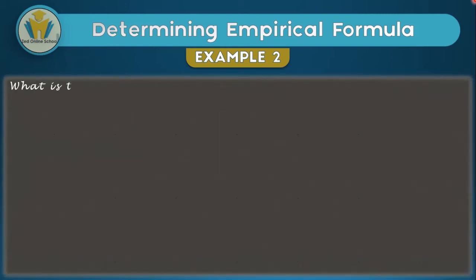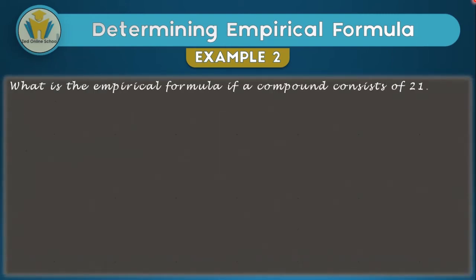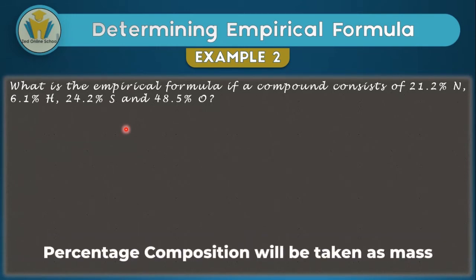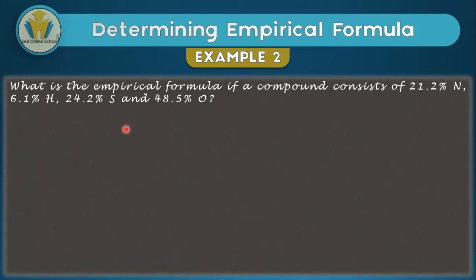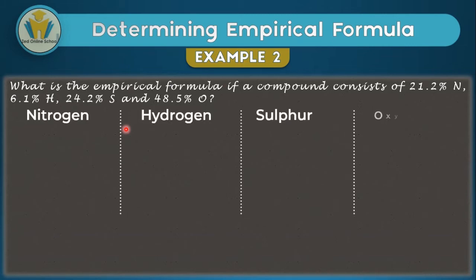Let's look at the second example. Wow, we've got percentages here. We have also been asked to find the empirical formula. One thing you notice is that when we have percentages by mass, and obviously these are percentages by mass, we just take them as grams. Percentage composition is just taken as grams. Therefore, we're going to identify the elements being used. We've got nitrogen, hydrogen, sulfur, oxygen. They're quite a lot, but don't get intimidated by the number of elements. The procedure is going to be the same.